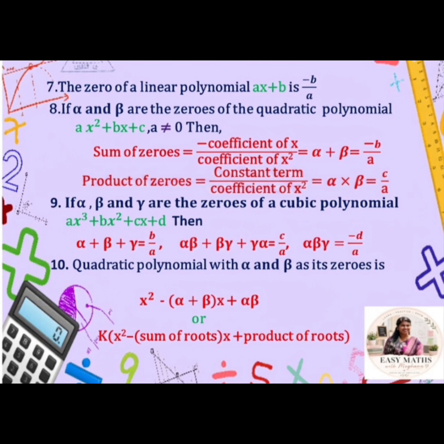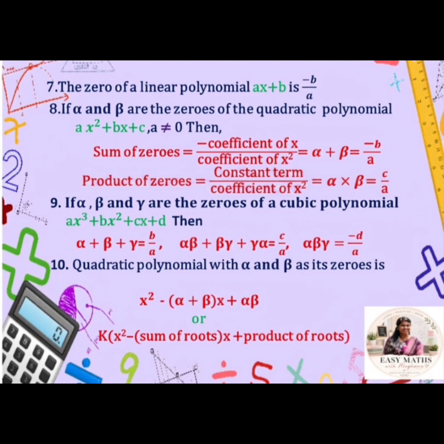Next one, if alpha, beta and gamma are the zeros of the cubic polynomial. If we have cubic polynomial, then we have to use the different formula, which will be expressed in the form of ax cube plus bx square plus cx plus d. Then alpha plus beta plus gamma is equal to minus b by a. Alpha beta plus beta gamma plus gamma alpha is equal to c by a. Alpha beta gamma is equal to minus d by a.